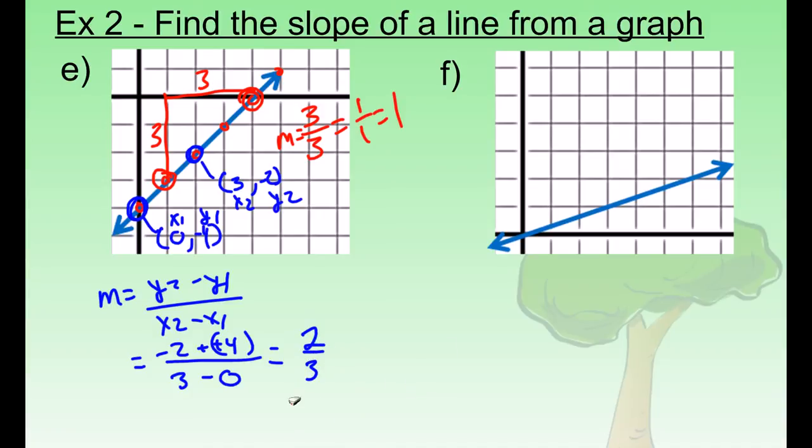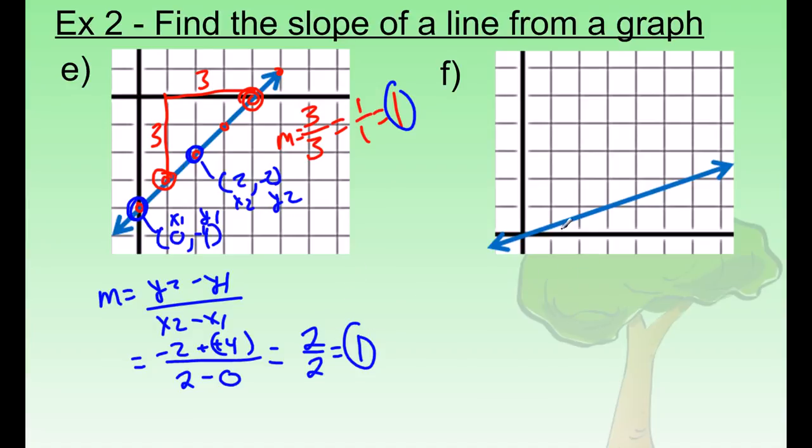I see my mistake. This is not 3. I miscounted here. It's a 2. It's over 2, down 2. So that would make that a 2 here, make it a 2 here, and a 1 there. So we did get the same slope. Slope of 1 graphically using the counting boxes and using the formula.